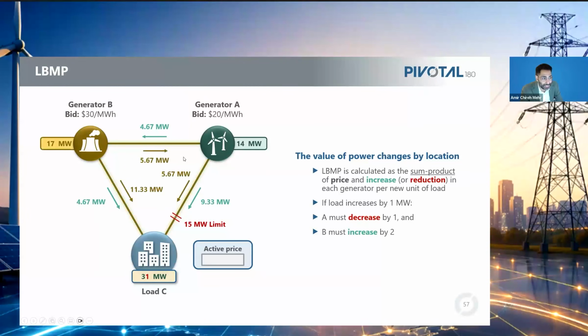But what that practically now means, right, is you can make the maths work. You've got 17 plus 14 equals 31. A is sending, as I said, 2/3, 9.33 one way, which plus the 5.67 that B is sending the other way translates to 15 megawatts.